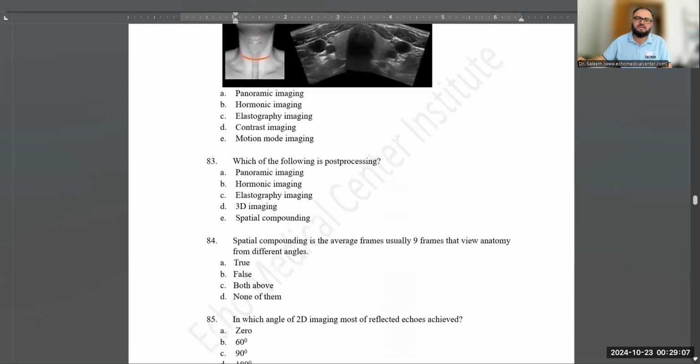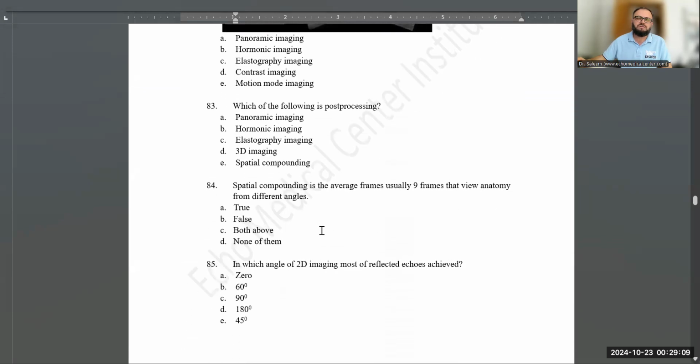The next question is asking, which of the following is post-processing? Remember, we have 2 types of processing, correct? Pre-processing and post-processing. So which of the following options counts as post-processing? Is it panoramic imaging? Is it harmonic imaging? Is it elastography, 3D, or spatial compounding? What do you think?